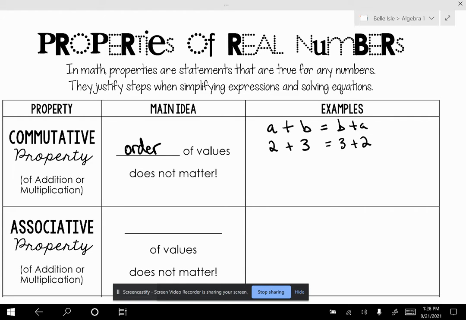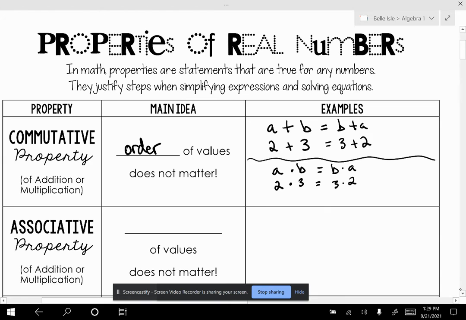Now, it not just deals with addition, it deals with multiplication. So you have A times B equals the same as B times A. So you could have 2 times 3, which equals 3 times 2. Those come out to the same product. Any questions on that? Pretty straightforward. We're pretty used to that one, right?